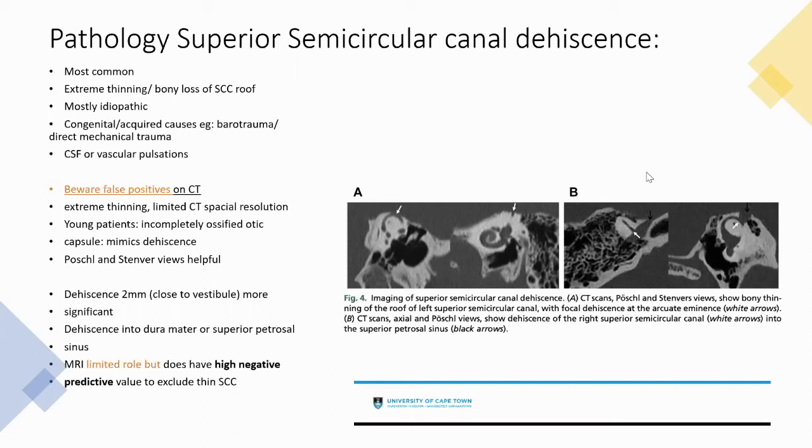Commonly, it can be idiopathic, but there are other causes: congenital, acquired, barotrauma, or even direct mechanical trauma. It can also even be caused by CSF pulsations or vascular pulsations that can thin that bony roof. You've got to be careful of false positives on CT scans.